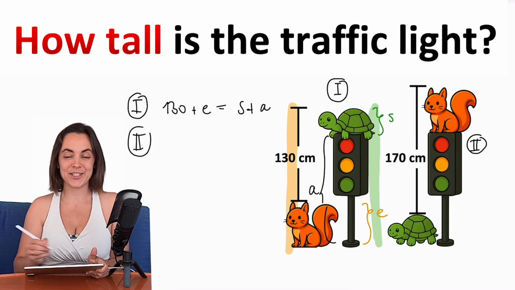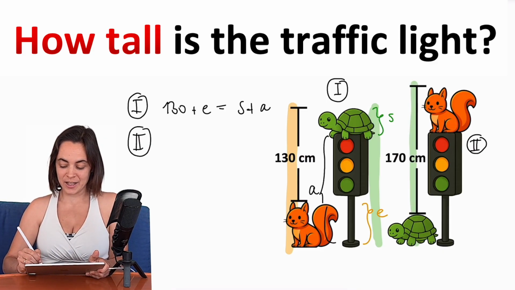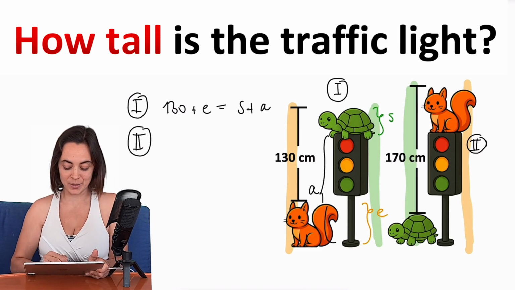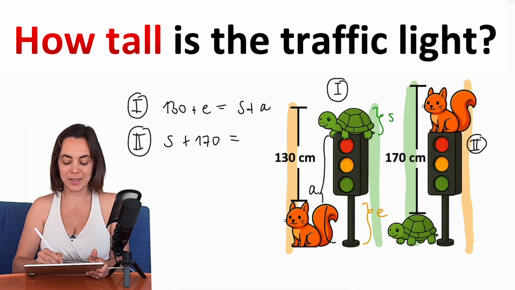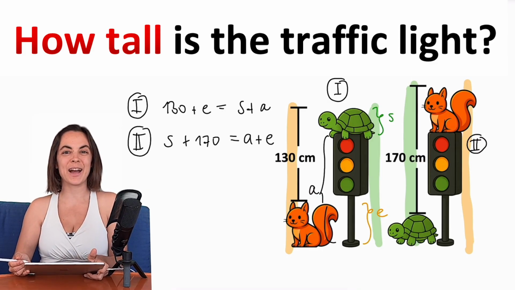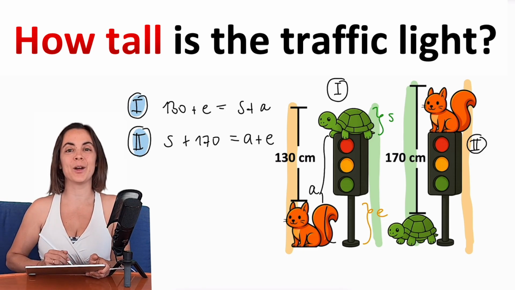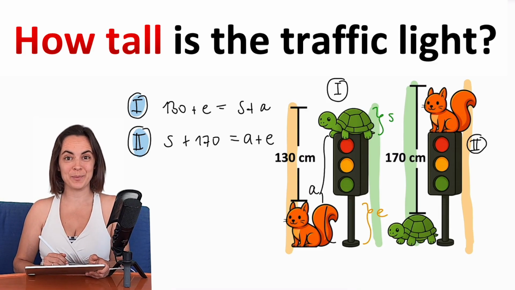From the second equation, we can derive something similar and say, okay, the turtle plus 170 is the same as the traffic light plus the squirrel. So, turtle plus 170 equals traffic light plus squirrel, A plus E. So, now you have two equations, but unfortunately each one contains 3 unknowns. At first, it doesn't look mathematically solvable.